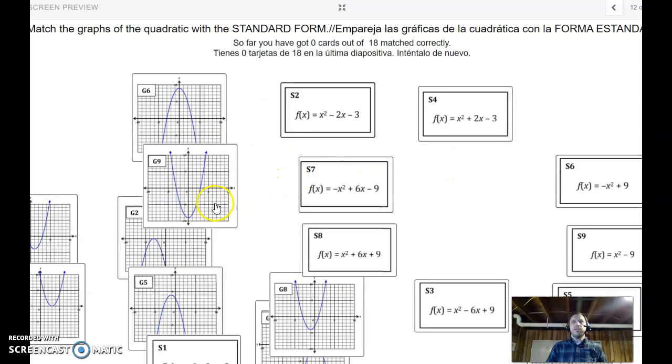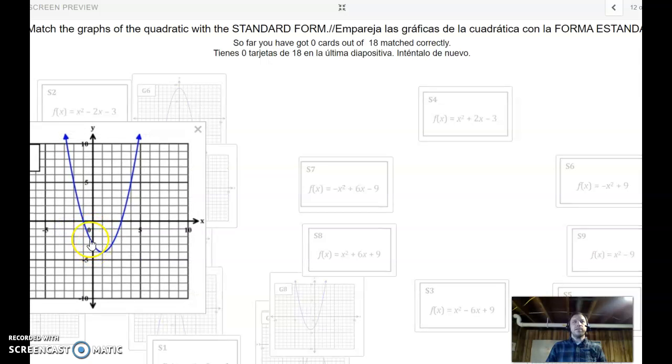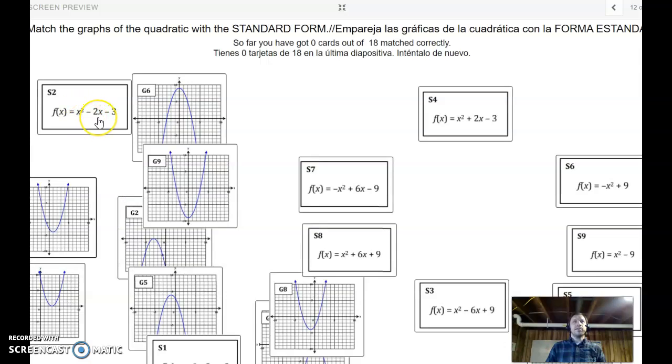So I'm looking for intersecting at -3 and opening up. And I'm going to take a guess that this is -1, 2, 3. So if I plugged in a 1, I would get back a -4. If I plug in a 1, I get 1 minus 2 minus 3. So -2 plus -3 is -5 plus 1 is -4.